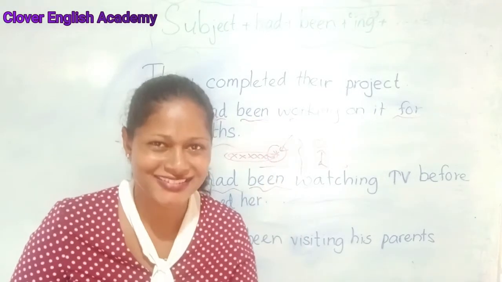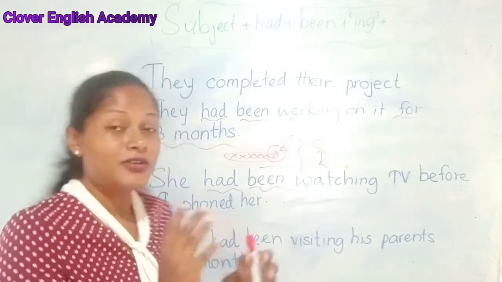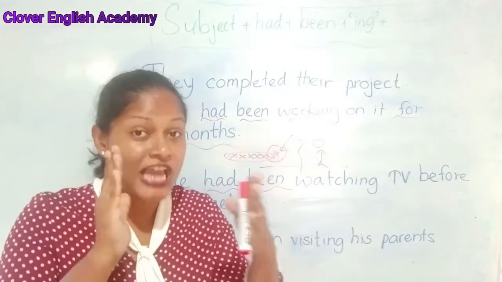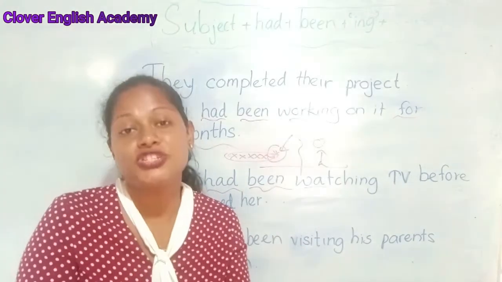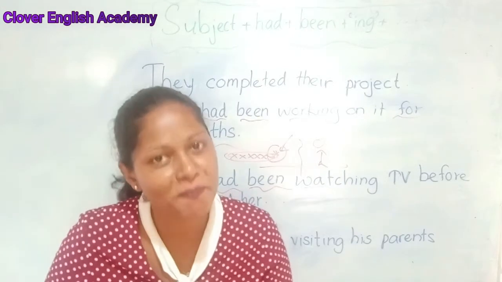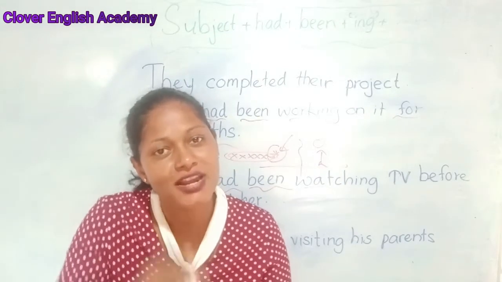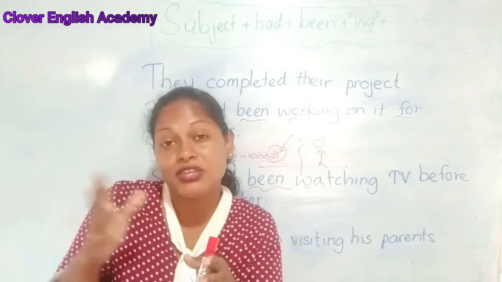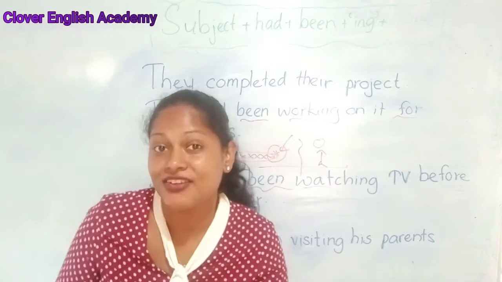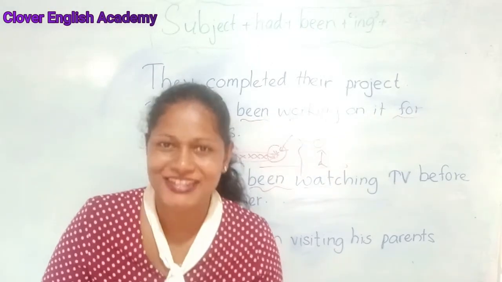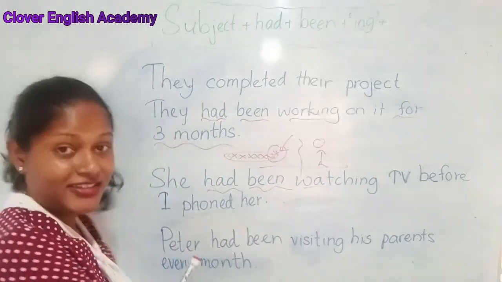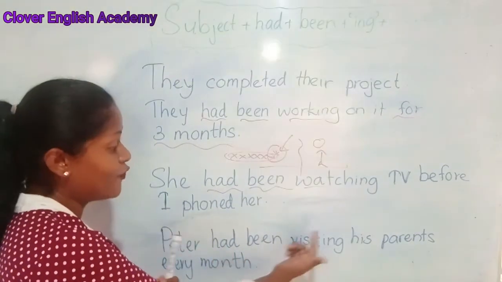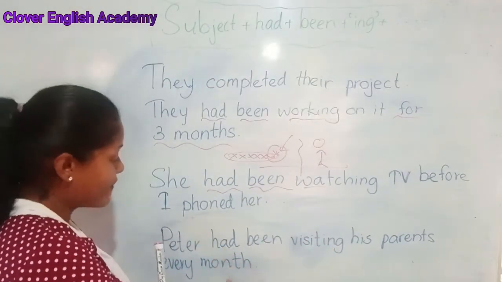Did you understand? Right. So there's a difference between she was watching TV and she had been watching TV. Then she was watching TV කියන්නේ ඒ මොහොතේ TV බලමින් හිටියා. She had been watching TV කියන්නේ ඒ මොහොතට කලින් එයා මේ දේ කරමින් ඉඳලා තියෙනවා. Did you understand? Right. So look at the next one. Peter had been visiting his parents every month.